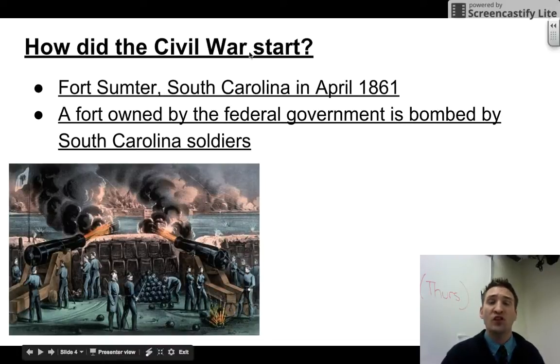How did the Civil War start? As we learned in 5-1, at Fort Sumter in South Carolina in April 1861, a fort owned by the federal government is bombed by South Carolina soldiers. And here is an image of the South Carolina soldiers and their cannons shooting at this fort owned by the U.S. federal government.